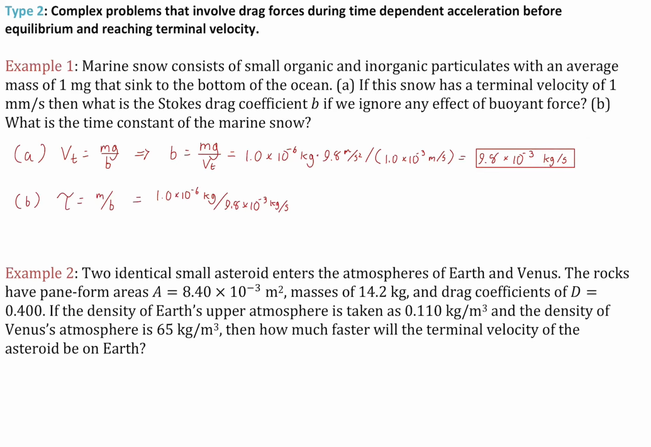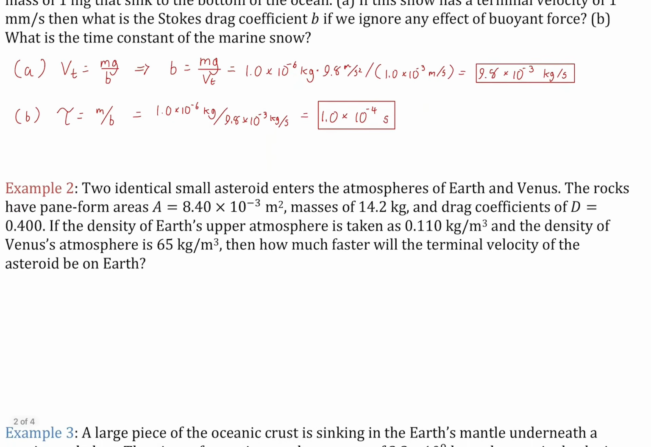All right, and then if we want to find tau, the time constant, and this is just getting familiarity with the terms really here. Well, that's just m over b, and now that we know b, we can easily solve for it, and we could have found it differently, but here we go. There is our time constant, 1 times 10 to the negative 4 seconds, so a tenth of a millisecond, so very fast. So in other words, marine snow reaches its terminal velocity very quickly, so essentially it's in an equilibrium almost the whole time it sinks, okay?